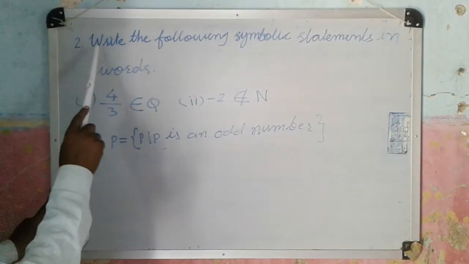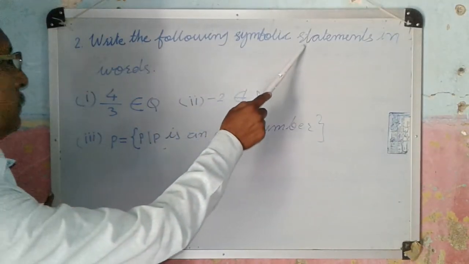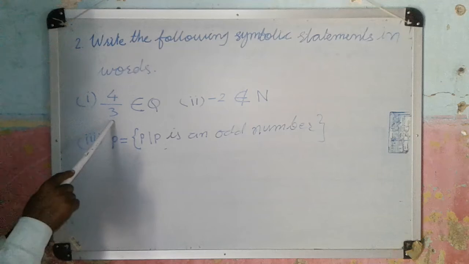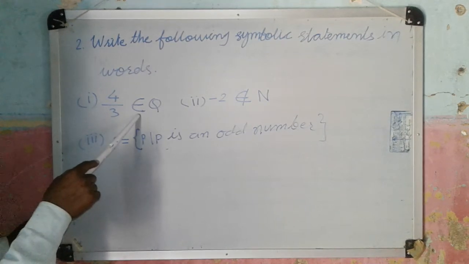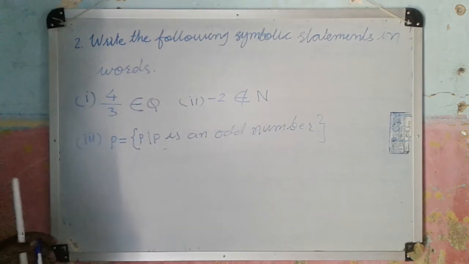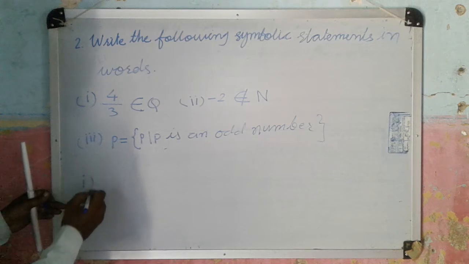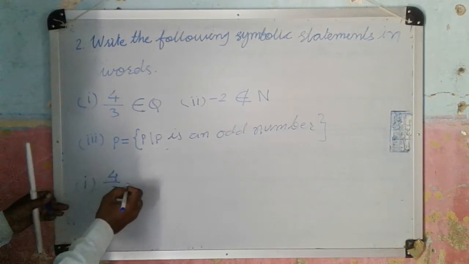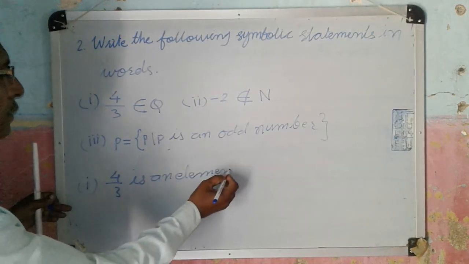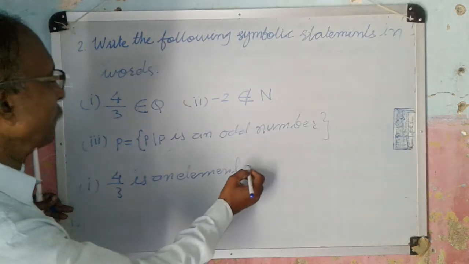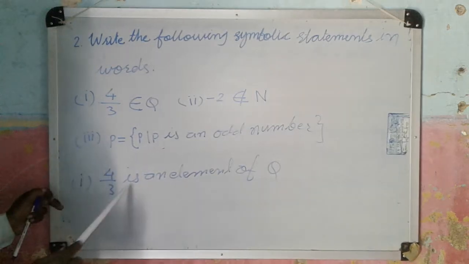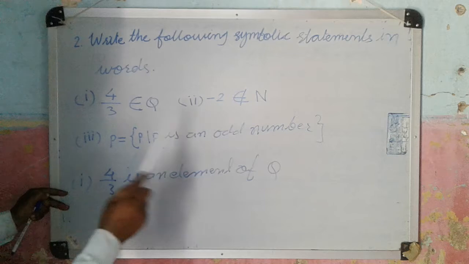Now question number 2. Write the following symbolic statements in words. Now the first statement, 4/3 epsilon Q. Now you have to write this statement in words. So you can write this statement in words like this: 4/3 is an element of Q. Q is the set of rational numbers.